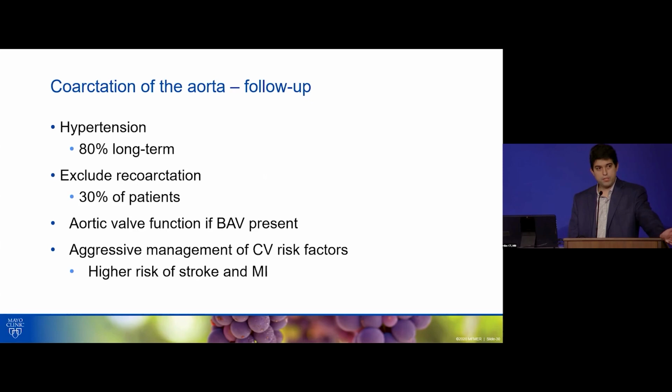Now, if you have a patient that has had a coarctation repair, either surgical or stent, just keep in mind that some things are common in follow-up. Hypertension is very prevalent, even if there's no residual obstruction, so that happens in 80% of patients. Don't forget to exclude recoarctation. That can happen in 30% of patients, especially in those that had neonatal repair. Now, just interrogate the aortic valve if a bicuspid aortic valve is there, and also ensure that you're doing aggressive management of CV risk factors because those patients have higher risk for stroke and MI.